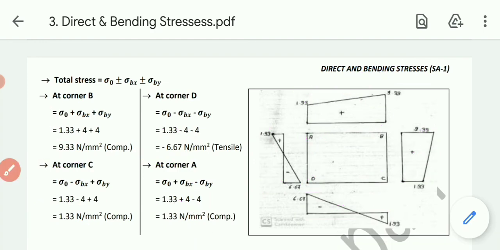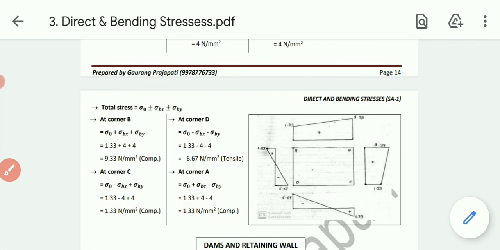Okay, so hope you guys have got all the concept of this kind of examples. This is the first type of example. I will cover the other two types of examples in the coming videos, otherwise the video will be quite long.